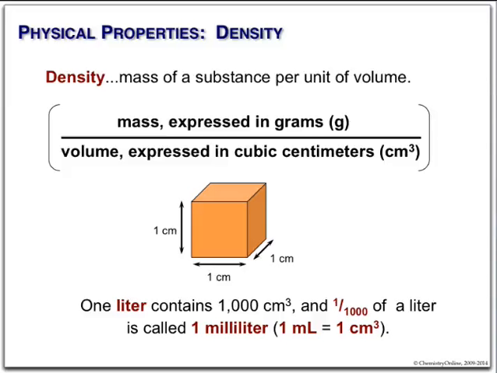All right, if we have a substance like this, it's going to have a mass. We have to use grams or kilograms or something like that to express our mass. It also has a defined volume, expressed in cubic centimeters. This ratio is defined as density.